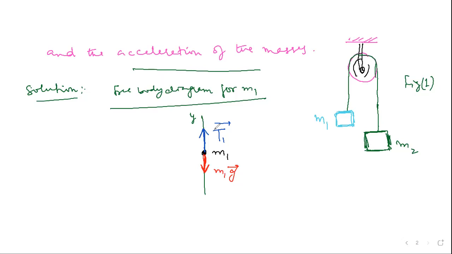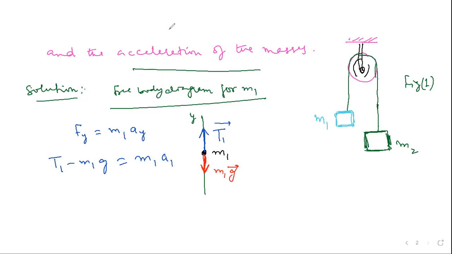So apply Newton's second law. It says Fy, I write it this way, Fy is equal to M1 Ay. Fy is what? Algebraic sum of all the forces acting on this M1 along y direction. So that is T1 minus M1G is equal to M1 A1, right? Where A1 is acceleration of this mass in upward direction, which here is Ay, right?